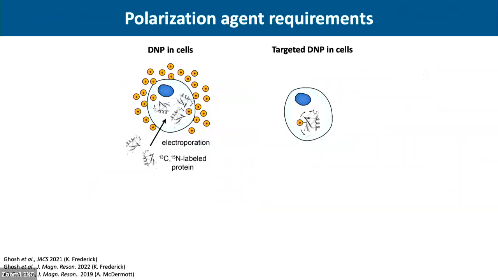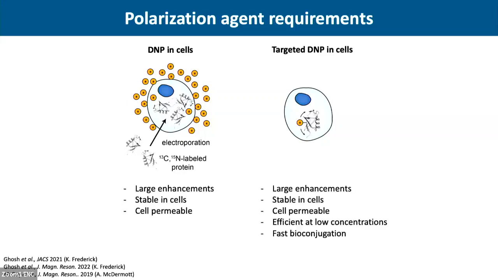So, this has recently become quite a hot topic in the literature. Several groups have looked at the stability of polarization agents in cellular environments. So we know that there is reduction in the cellular environment. And so the ideal polarization agent that we need is something that gives us large enhancements, something that is stable in cells, and also something that is cell permeable. And for targeted DNP, we also have to worry about a couple of additional constraints. One is that it actually has to be efficient at low concentrations. And the other one is that it needs to be able to undergo fast bioconjugation.